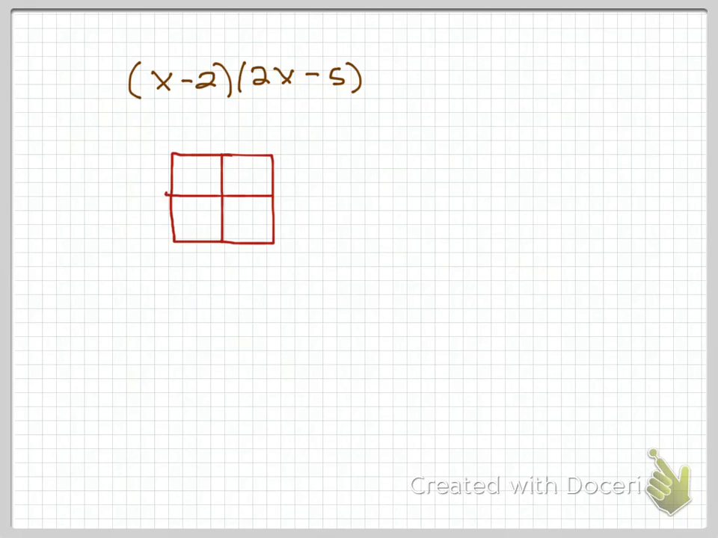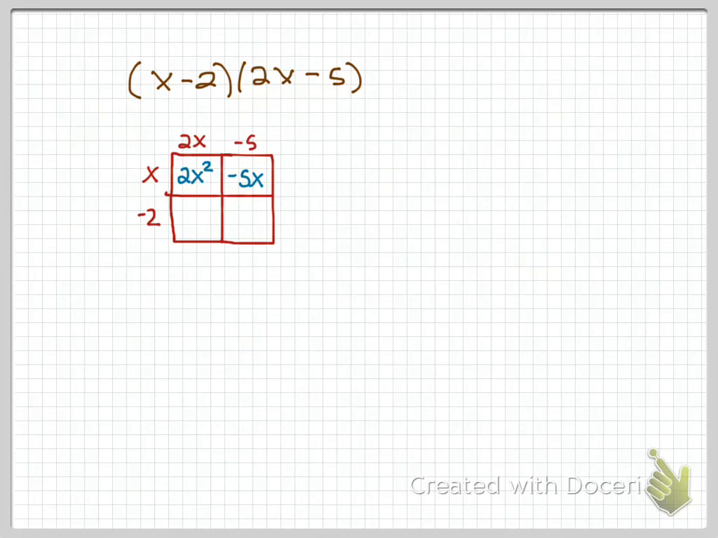Alright, so if I do this, I'm going to have x minus 2 on one side. I'm going to have 2x minus 5 on the other. And I need to find the areas. I need to find the area inside each one of these boxes. So for this top left box, I need to do 2x times x, which is 2x squared. When I do the top right box, I have negative 5 times x, which is negative 5x.